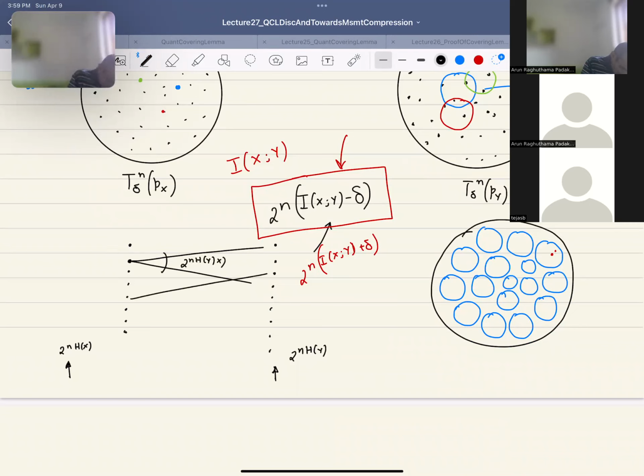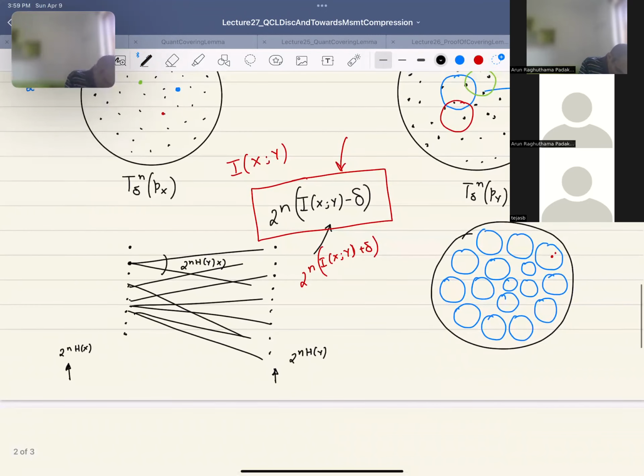Now they are all overlapping. In this bipartite graph, the fan-outs of all these guys are overlapping. If you look at the in-degree at a y^n point, it is 2^(nH(X|Y)). The total number of edges is 2^(nH(X,Y)). And this is a kind of bipartite graph.